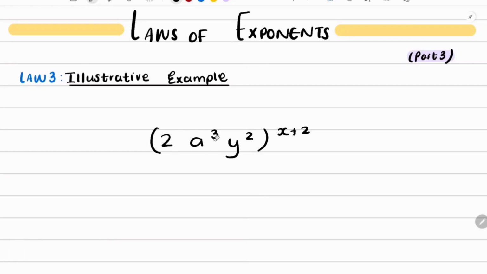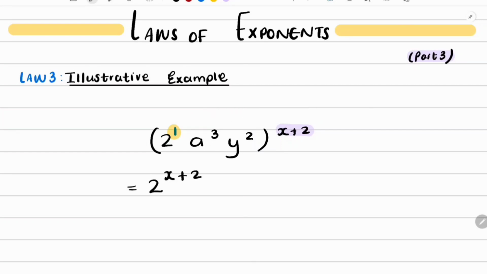So in this example, we have 2a cubed y squared, and all of this is being raised to the power of x plus 2. So we're going to look for our bases. We have a base of 2. That has an exponent of an invisible 1. And so that invisible 1's exponent is going to multiply with whatever exponent is outside the bracket. So we're just going to have our 2, and that invisible 1 needs to multiply with this expression. So that 1, it has to get a chance to multiply to the x and the 2. So 1 multiplied by x would give you x, and 1 multiplied by 2 would give you positive 2.